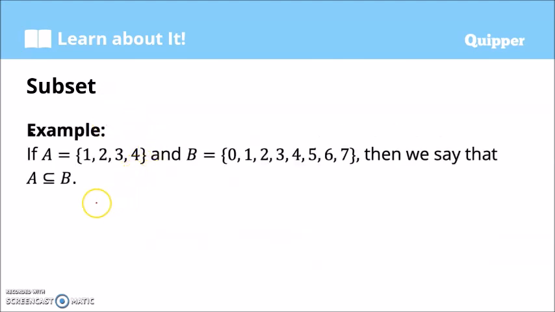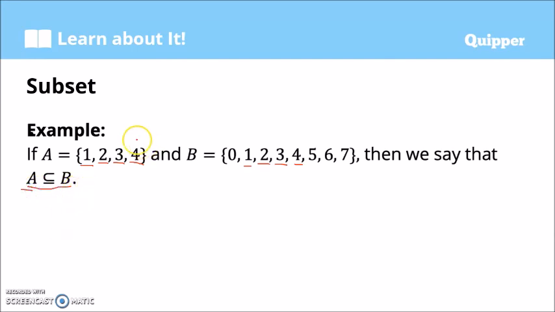Example ng subset. If A is the set of 1, 2, 3, 4, and B is a set of 0, 1, 2, 3, 4, 5, 6, 7, then we say that A is a subset of B. Bakit? Kasi lahat ng element ni A, si 1, yes, andito kay B. Si 2, na kay B din. Si 3, yes, na kay B din. Si 4, andyan. So, meaning, lahat ng elements nandito kay A ay elements din ni B. So, therefore, we say that A is a subset of B.